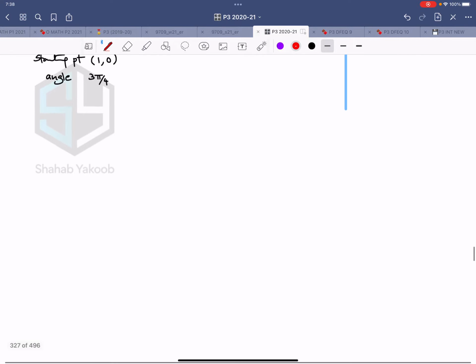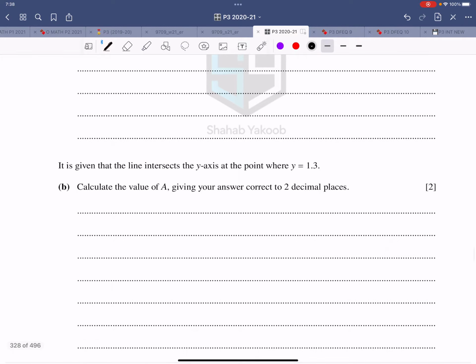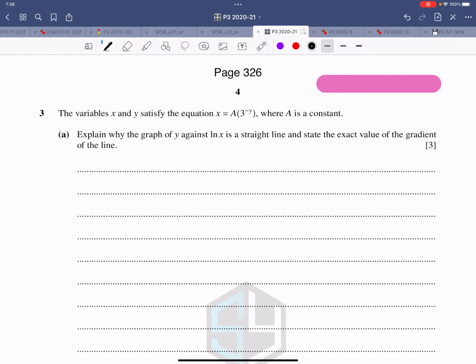Next question. This question is about logs, and maybe it's about linear log. So this is logs for sure, logs and indices or exponents. It says variables x and y satisfy this equation: x equals a multiplied with 3 raised to the power of minus y. Explain why the graph of ln x, y against ln x, is a straight line. State the exact value of the gradient of the line.